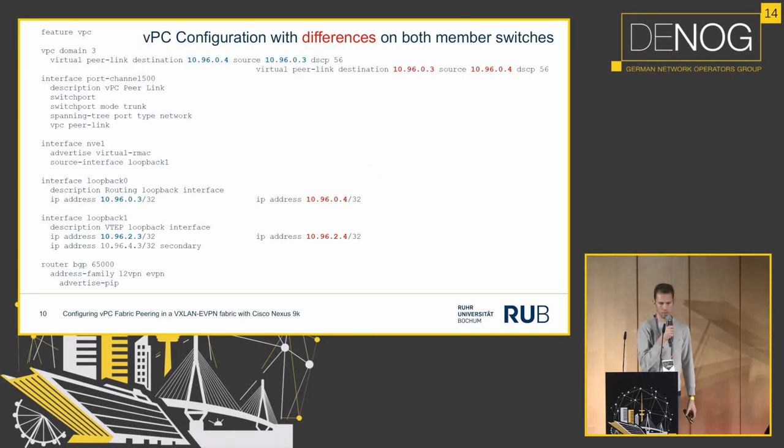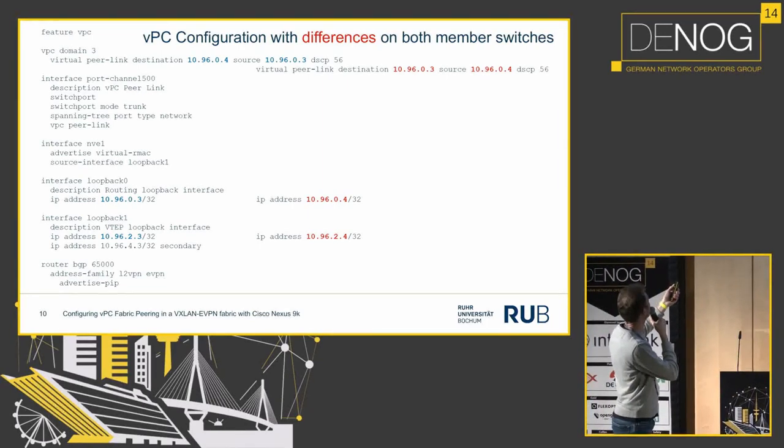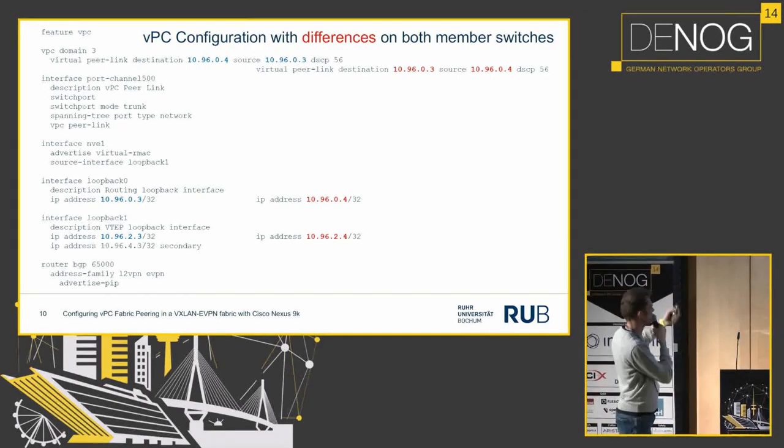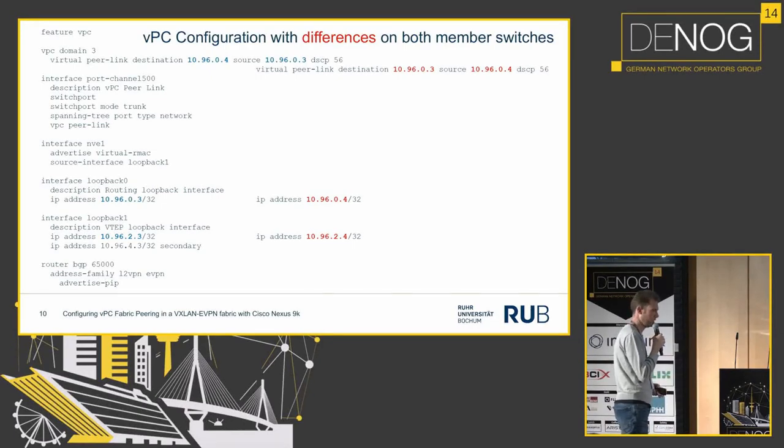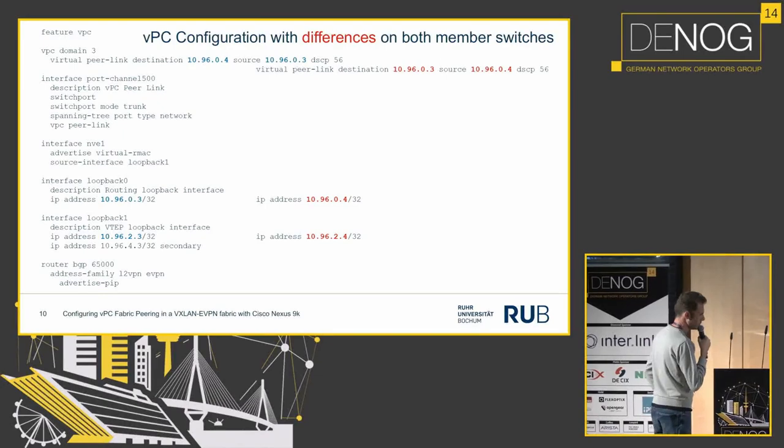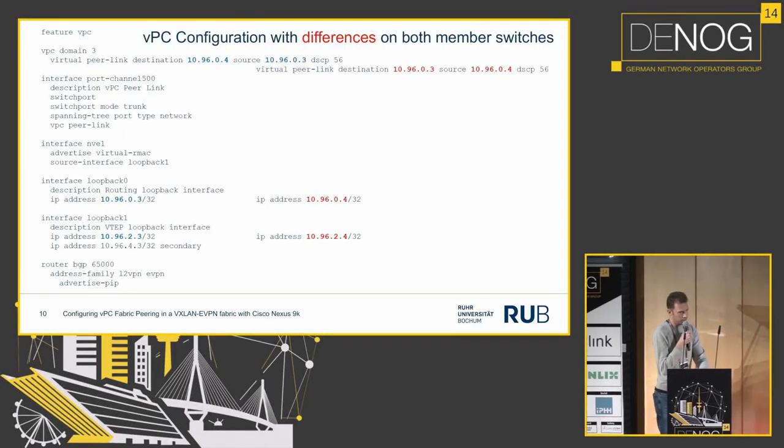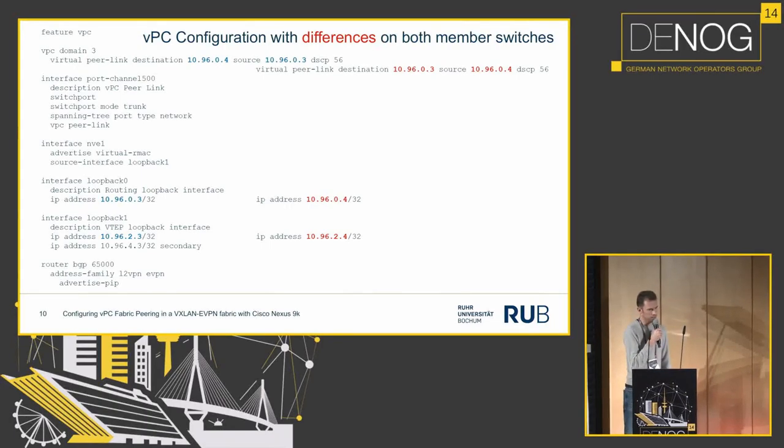This is already pretty much the last slide. I don't know if you are able to read it, but it doesn't matter. It's everything that is specifically needed on a leaf switch for VPC peering to work. So the VPC domain with the peer link destination. I don't know, can I point on it from here? That interface port channel 500 is the virtual peer link. It's a port channel interface that exists on the switch, but it has no physical ports attached anymore. Then the VXLAN tunnel endpoint and loopback interfaces, and the last line is advertise PIP, so that you can see it's configured under the address family in BGP. So that's it pretty much.